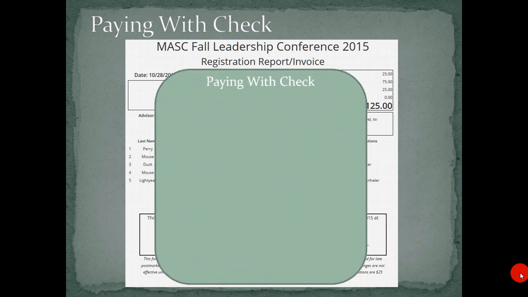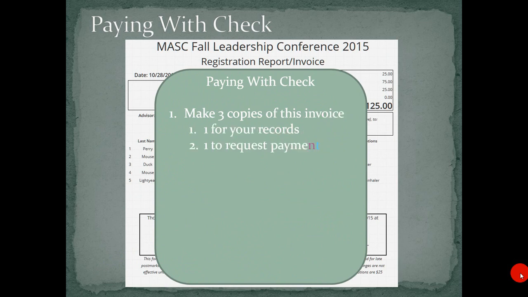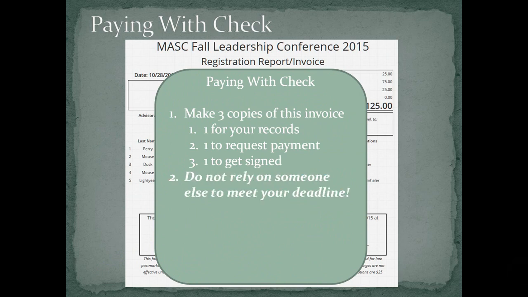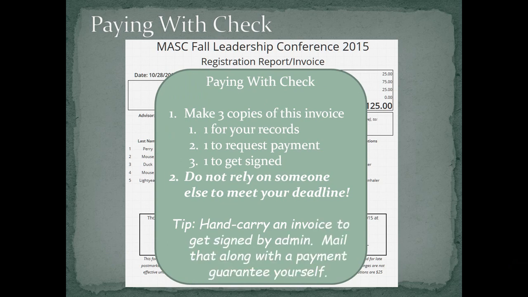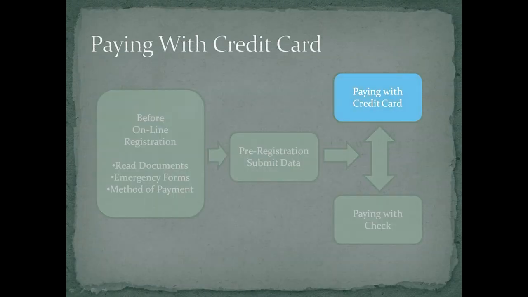If paying with a check, make 3 copies of the invoice, 1 for your records, 1 to request payment, and 1 to get signed and mailed with the check. For your own benefit, please do not rely on someone else to meet your deadline. A great way to avoid being billed for a late fee is to hand carry an invoice to the principal to get it signed and then mailing it yourself, along with a payment guarantee. A payment guarantee is explained in the important documents on the website. Once the signed invoice and payment or guarantee are on the way to me, you are done. Congratulations. Now let's go through the process of paying with a credit card.